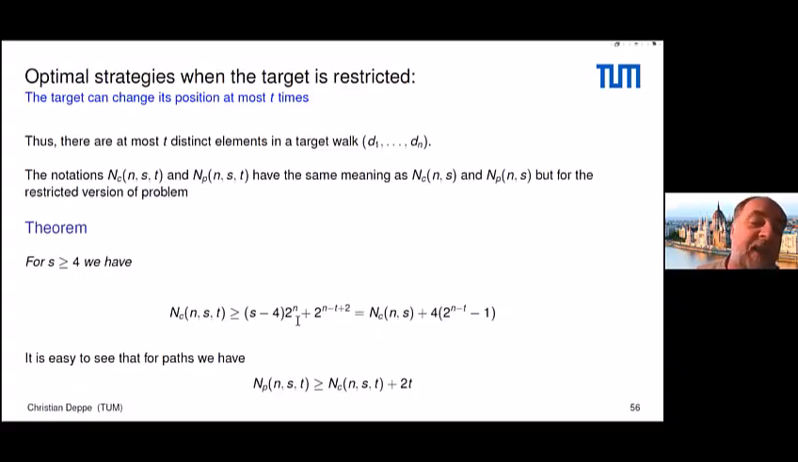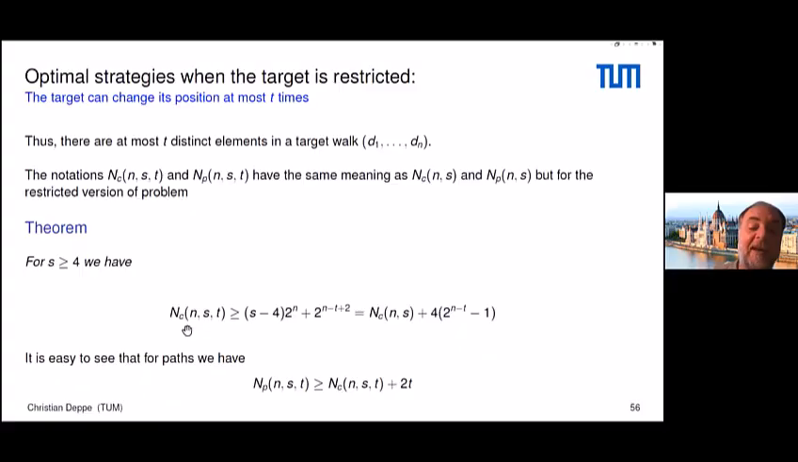But like you know, a lot of results for searching with lies, also for searching with movements, you can restrict the number of movements. And what we do is we restrict it to t movements. So that's also an idea that we say, okay, instead of allowing a movement every time, we allow that it can only move t times. And in this case, we looked it up for the cycle and for the path again.